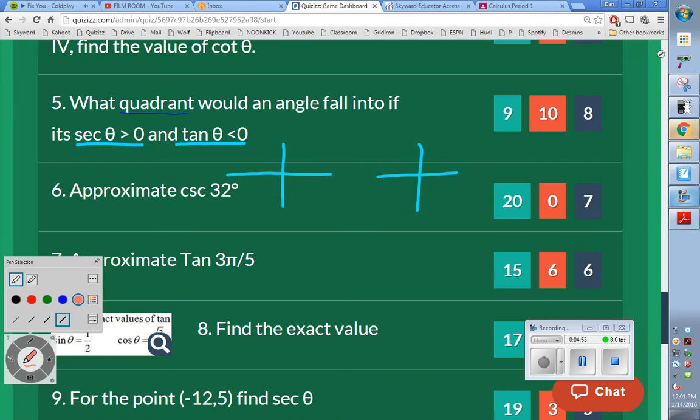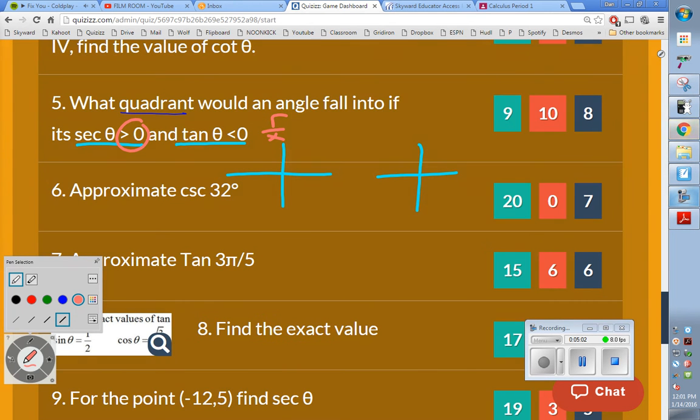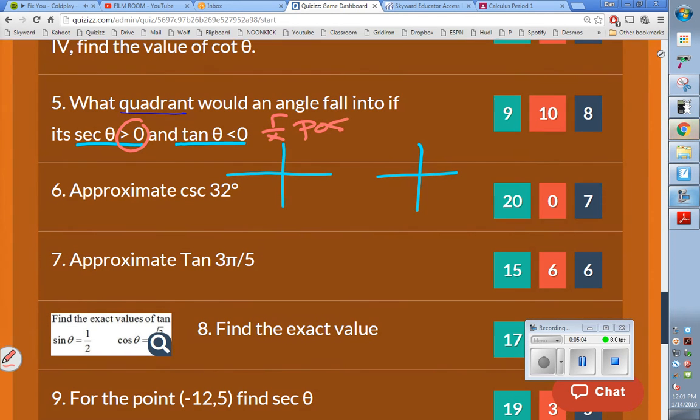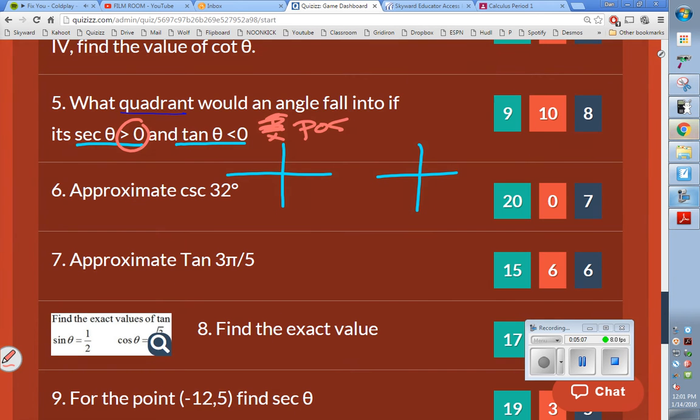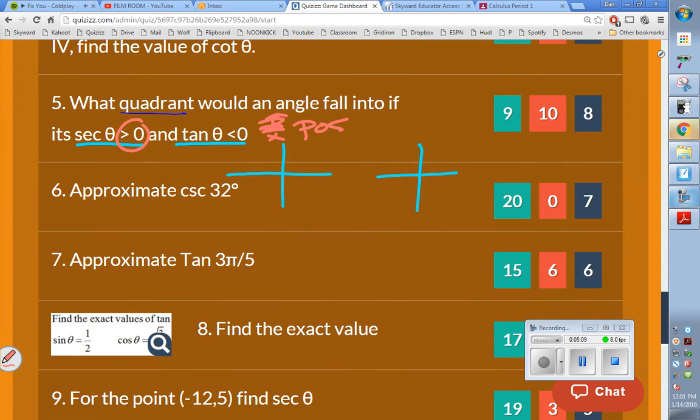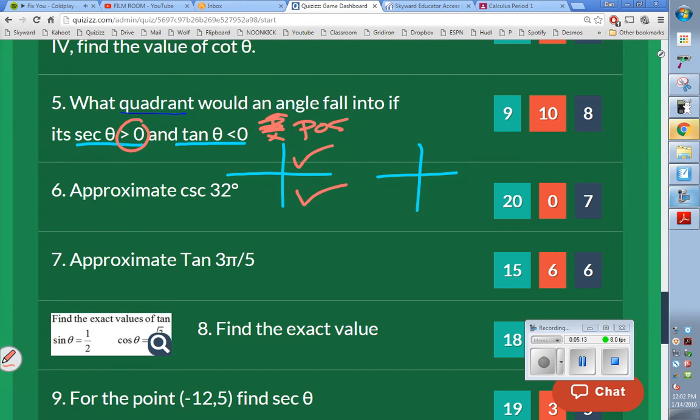If it says secant, okay, secant is r over x. If we're greater than 0, what's that telling us? It's positive. So in other words, x is positive. Well, if x is positive, that means I'm going to the right. So it puts us in those two quadrants.